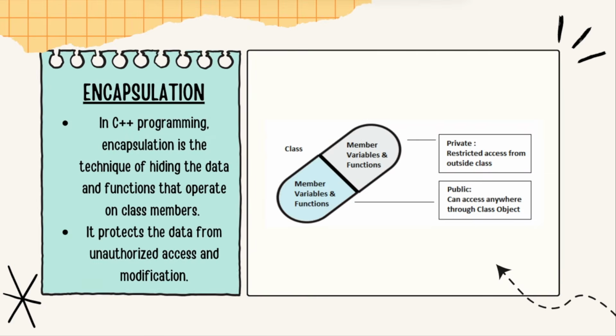Encapsulation means binding data and methods into a single unit, the class. It also restricts direct access to data, ensuring it can only be changed in controlled ways. Think of it like a protective shell that surrounds an object to protect its internal state from tampering or unwanted access. So, simply in other words, it protects the data from unauthorized access and modification.